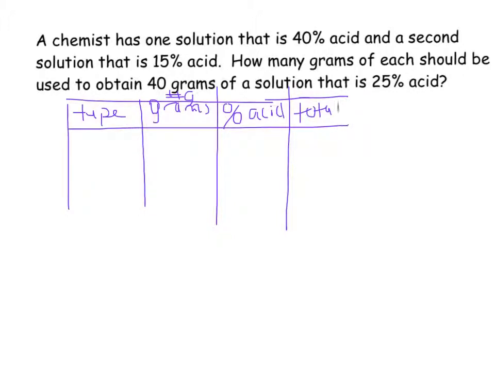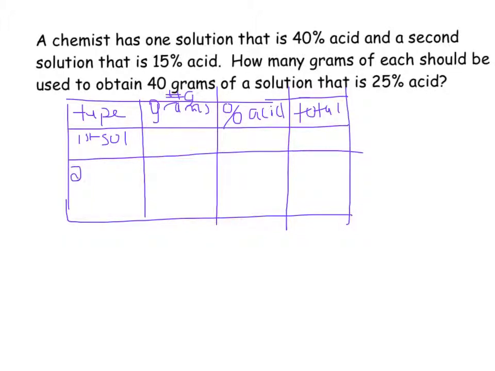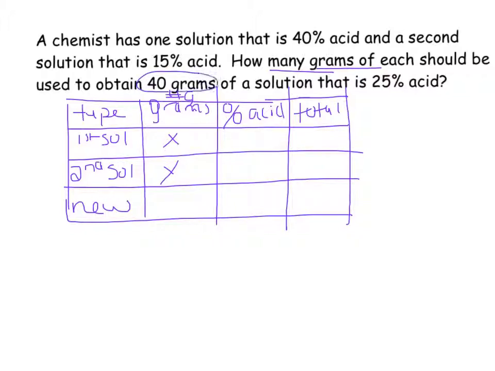So by type, the only thing that we know, it's being called solution 1 and solution 2. So the first solution and the second solution and the new solution. And we don't know the number of grams. So the first solution, that's what we're looking for. How many grams of each? So the number of grams of the first solution is going to be my x. The number of grams for my second solution is going to be y. And I know that my new solution has 40. So the new solution has 40 grams.